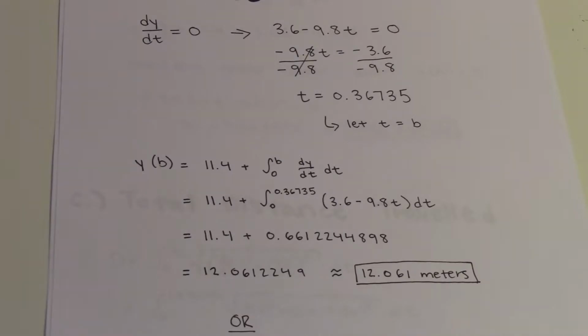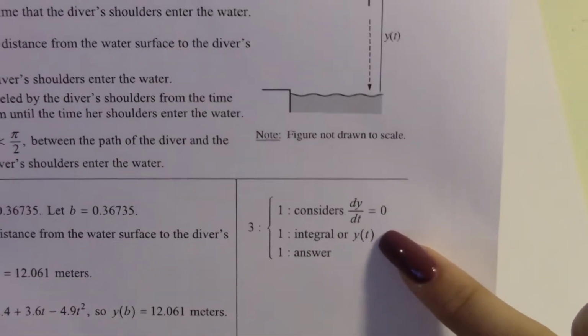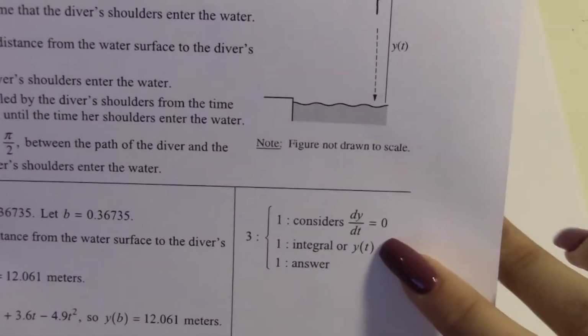And then the breakdown of points here gives you 1 point to consider dy/dt is equal to 0, so that point right here.